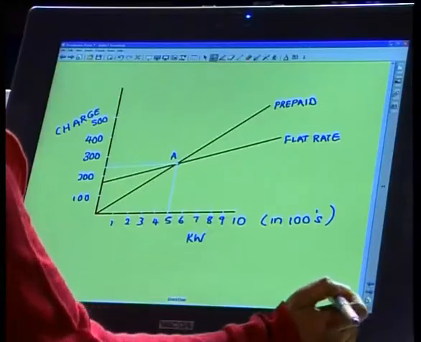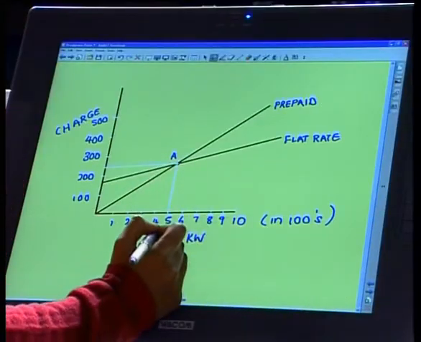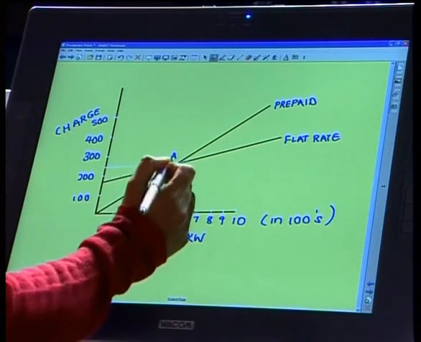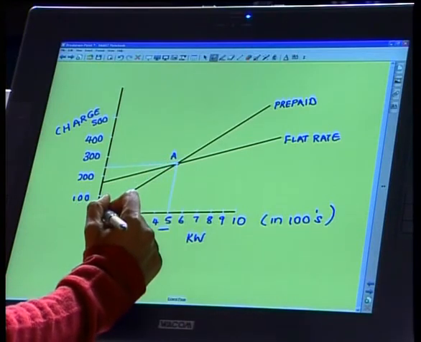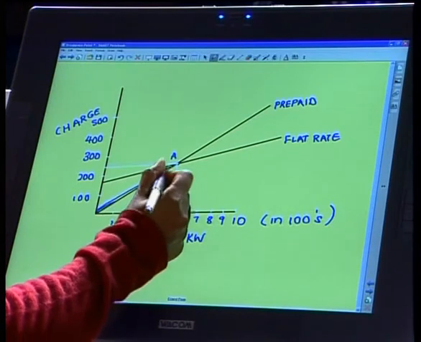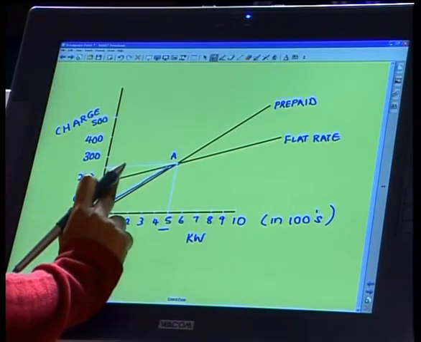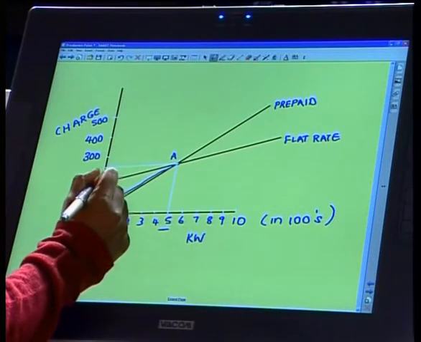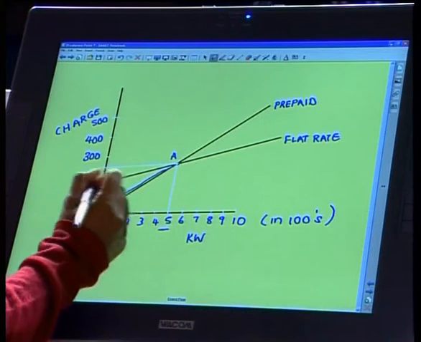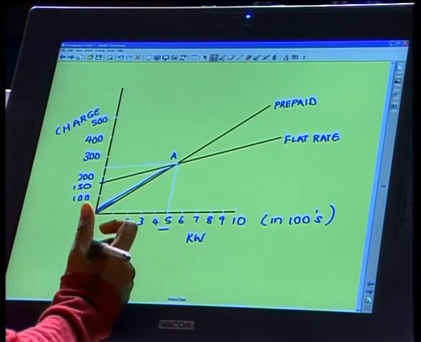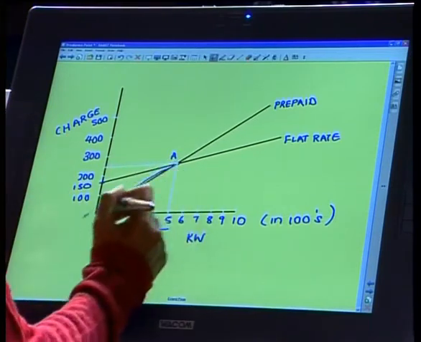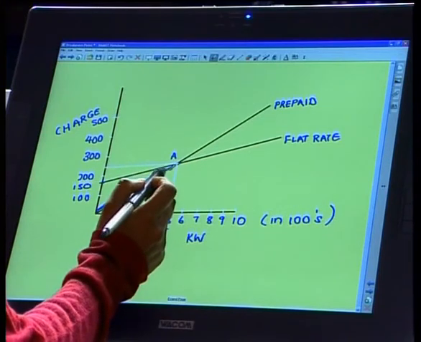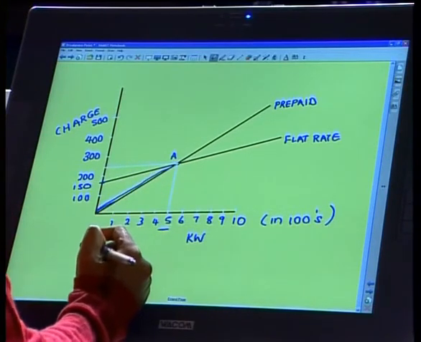So if he's using a small flat, what we can show you on the graph is that when he has used less than 500 kilowatts of electricity, the prepaid system, which is this one that I'm going to now just highlight here, is much, much cheaper than your flat rate system. Remember, your flat rate system has a fixed fee of 150 Rand, which is why it's starting so high up on the y-axis. So since you can see below that point A, below 500 kilowatts, the prepaid system is in fact cheaper than the flat rate system, it makes sense that since James has a small flat, he should use the prepaid system.